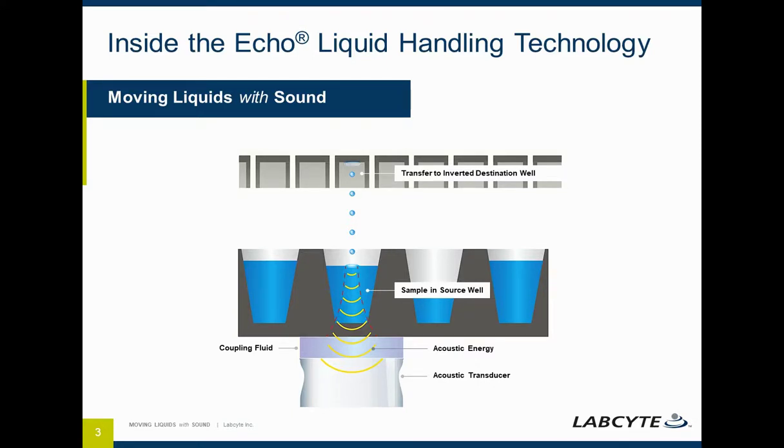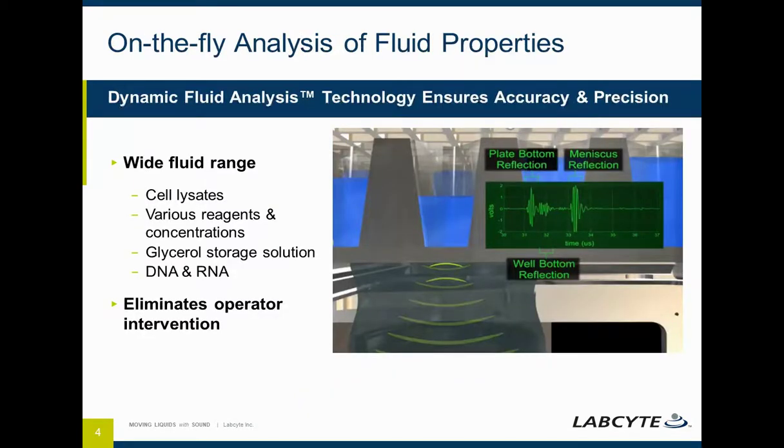Key benefits to this technology is that there is no physical contact with the sample in the well, so that maintains sample integrity. The energy is very low energy. The droplet size is highly consistent, either 2.5 nanoliters or 25 nanoliters in volume. And it is rapid and flexible, transferring 200 to 500 droplets per second.